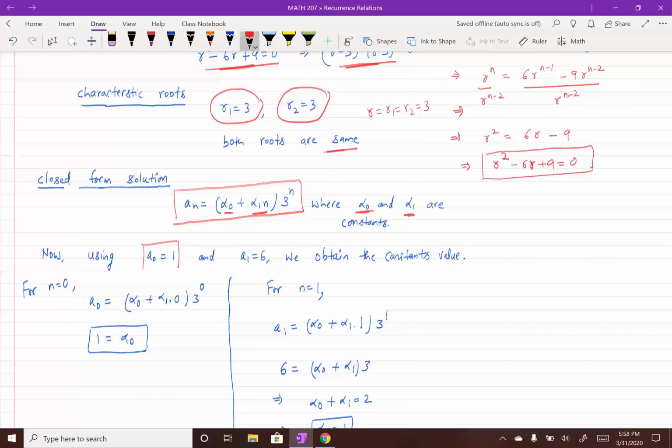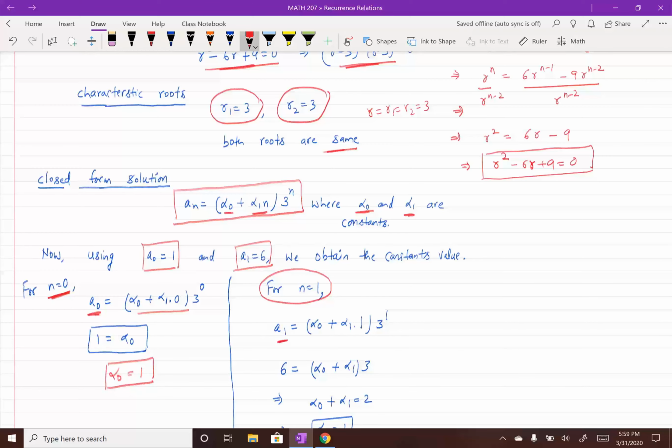Where alpha 0 and alpha 1 are the constants which I can determine based on my initial conditions, and I have two initial conditions here. a0 is going to be equal to 1 and a1 is going to be equal to 6. So for n equal to 0, if you put in your closed form of the solution, this side will be your a of 0, and this side will be your alpha 0 plus alpha 1 times 0 times 3 to the power 0, which if you simplify, then the value of the constant alpha 0 will be equal to 1.